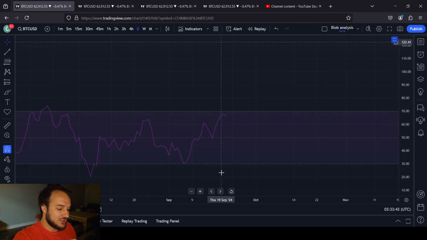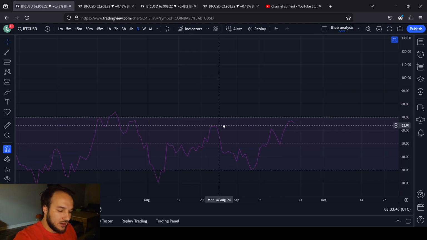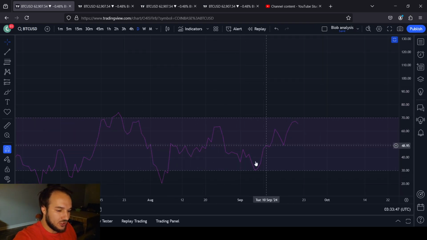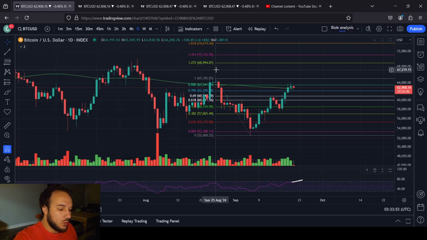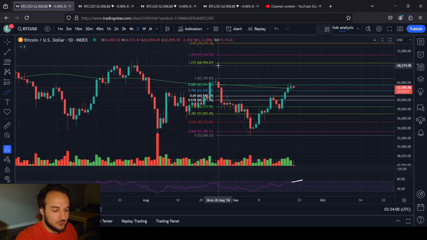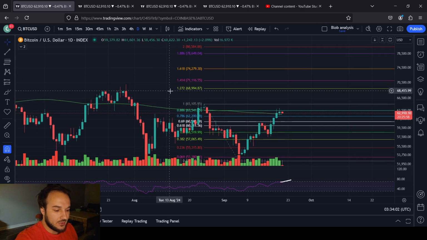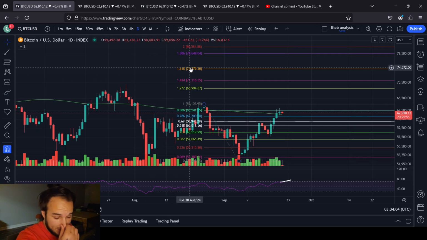Right at the 886, right at the point where we broke out of this little wedge formation here in the daily RSI, bouncing off the 50, getting into the bullish area of control, looking like we want to get into the overbought zone where we will really show strength. I think we could move up to about $69,000 to 74.3K. I think we could.